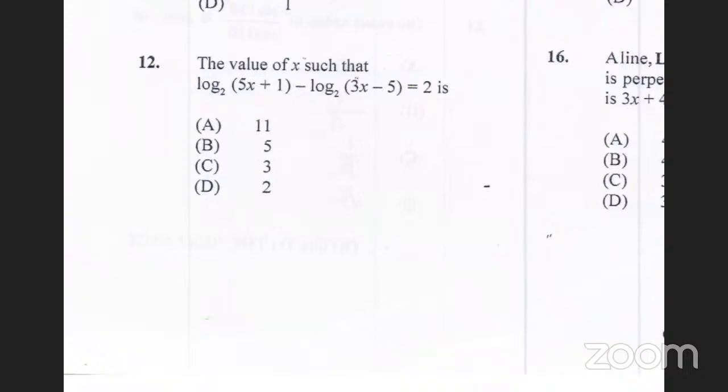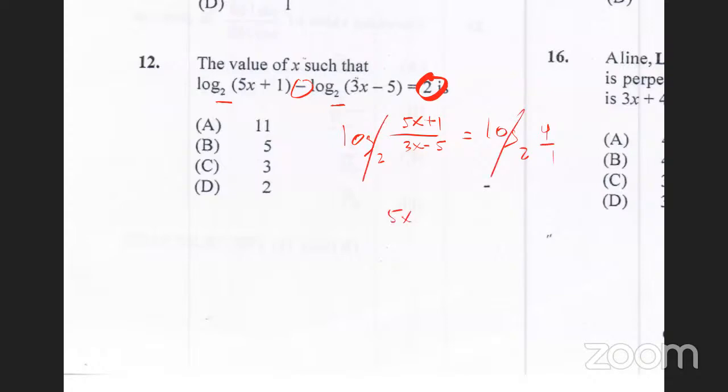All right. Next one, you have to solve these logs. Minus, same base, so we could divide. That'll be 5x plus 1 over 3x minus 5, and 2 is the same as log 2 to the 4. And you can drop the base and then cross multiply and solve. So you'll get 5x plus 1 is equal to 12x minus 20. Bring everything on one side, you'll get 7x is equal to 21. X is 3. Right? X is 3. C.